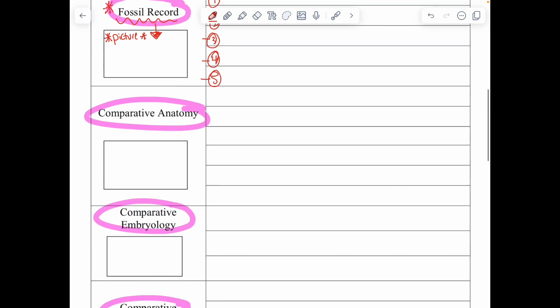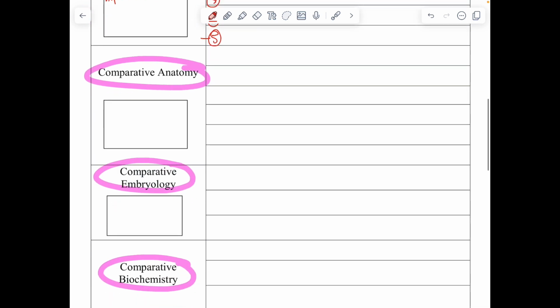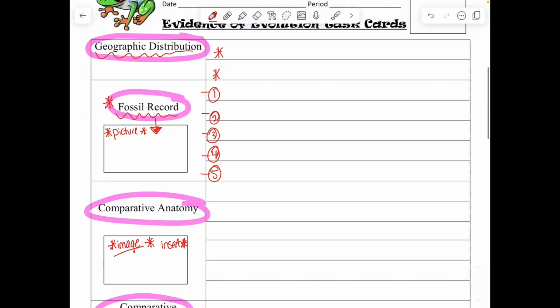You can see that that continues on with comparative anatomy and comparative embryology. This here is where you're going to have an image that shows comparative anatomy. You're going to take a picture of that card and insert it right in this box here. And then comparative embryology. There's a picture again on one of the cards, and you're going to insert that photo right here. So just a couple of reminders.